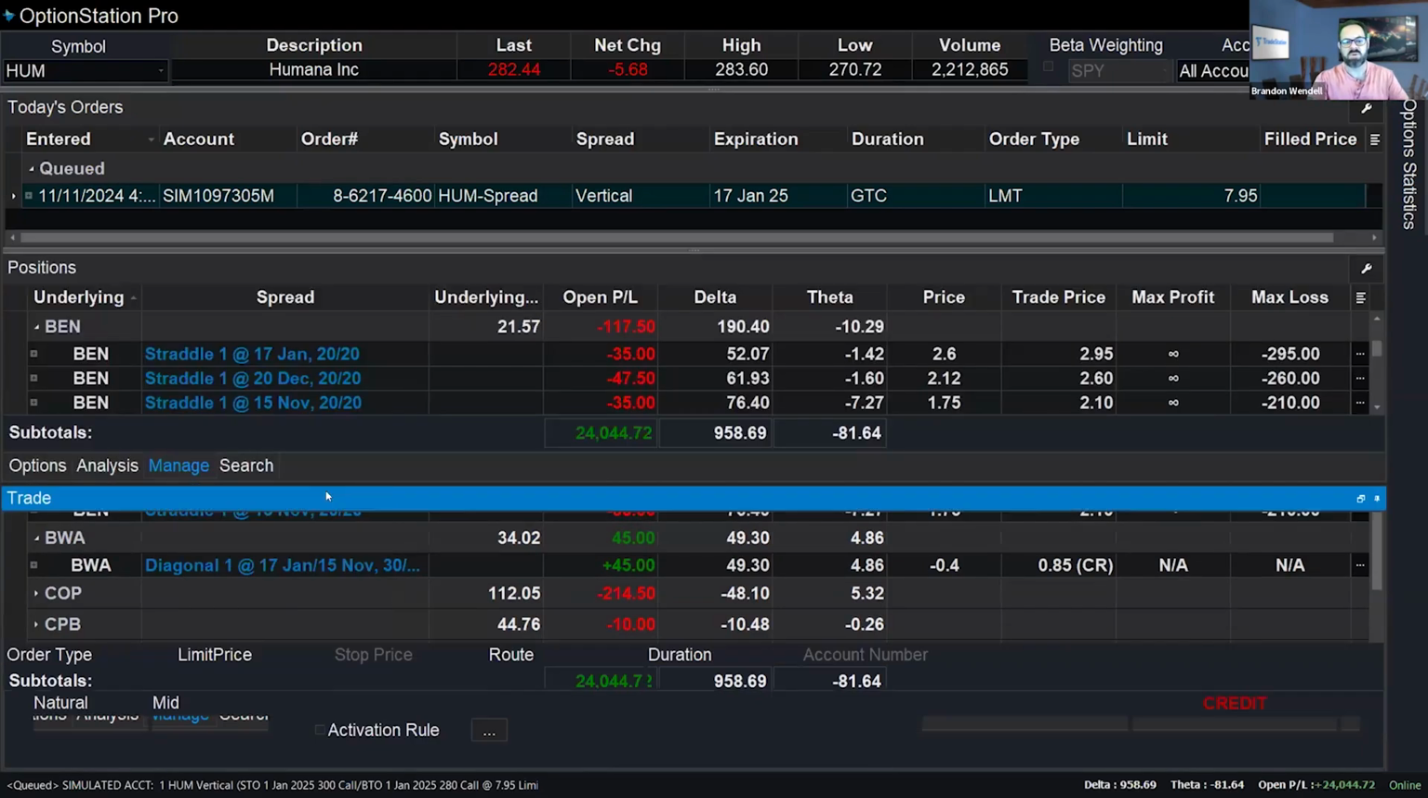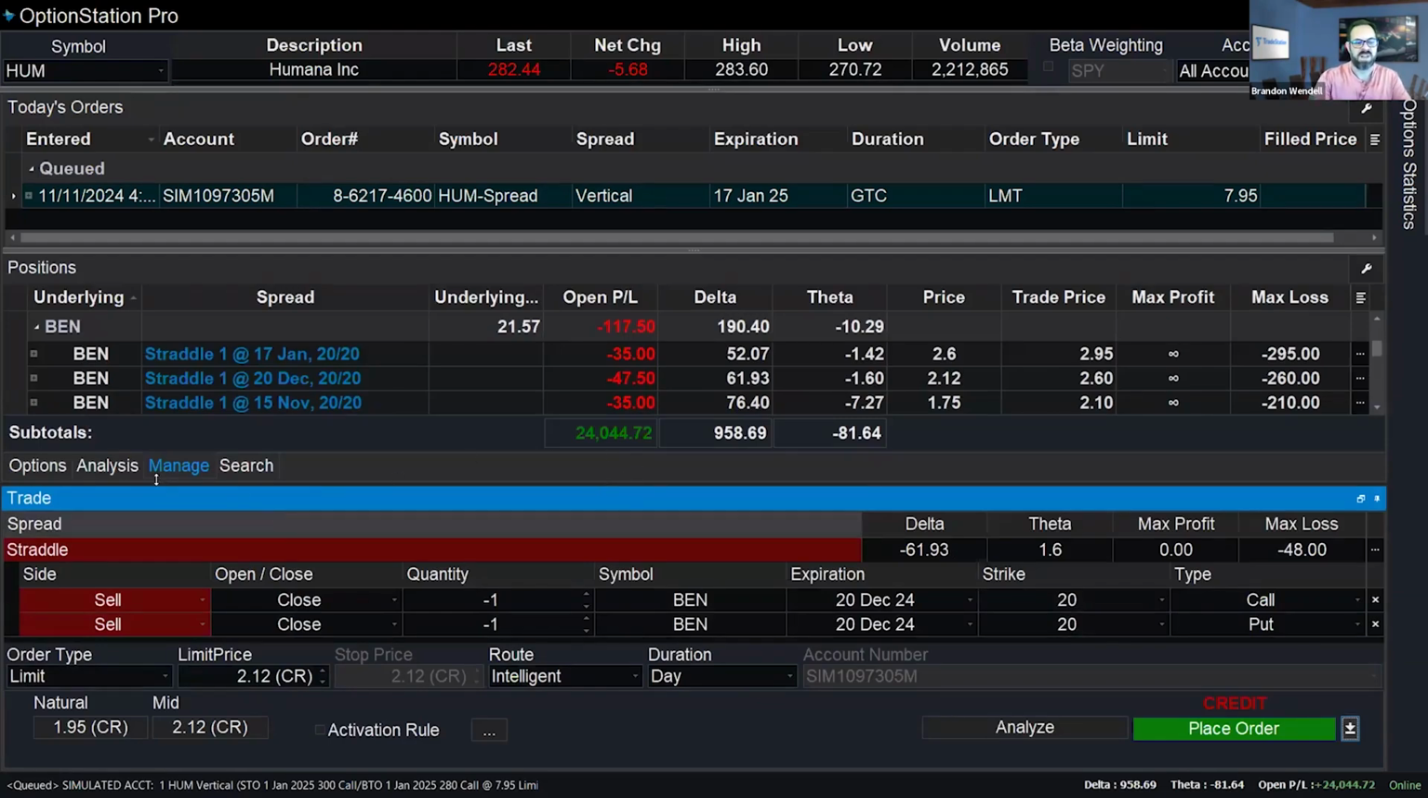So let's say I want to close that straddle out. I go there, right click, close this position. It brings up the order ticket. Now, what I can do, which is pretty interesting, is exit not based on wanting to lock in a particular profit. We can guesstimate how much profit we're going to have.